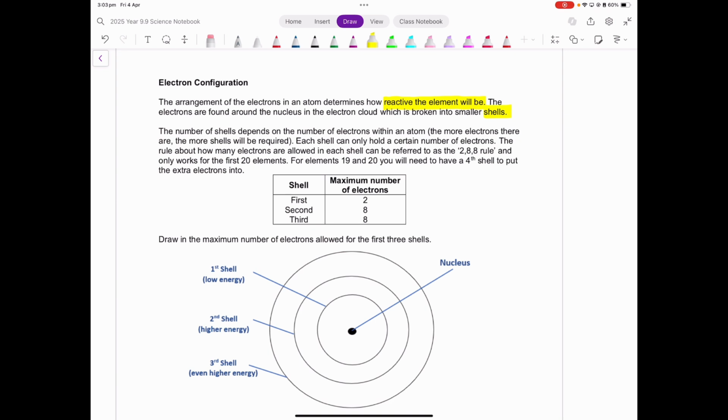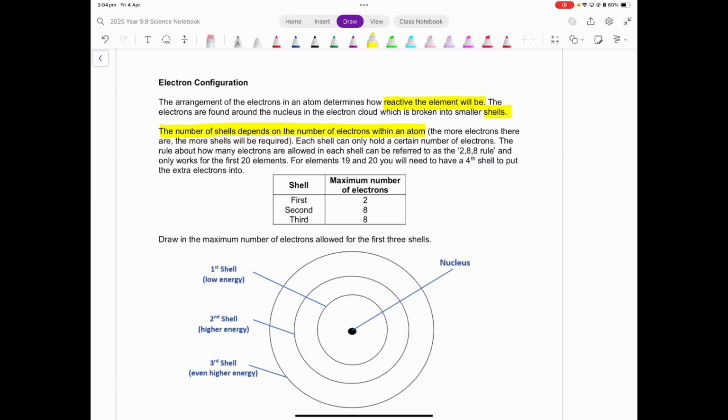Now, the number of shells depends on the number of electrons within an atom. So if we have lots of electrons, we're going to need lots of shells. Each shell can only hold so many electrons. You could almost think of it like a bag can only hold so many things before you need another bag. And then you fill a second bag up, and then you need a third.